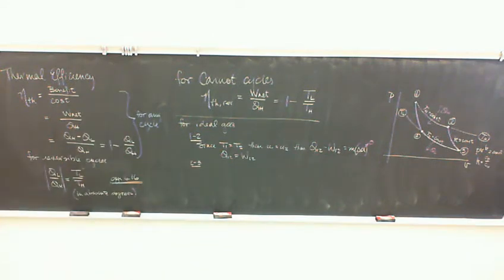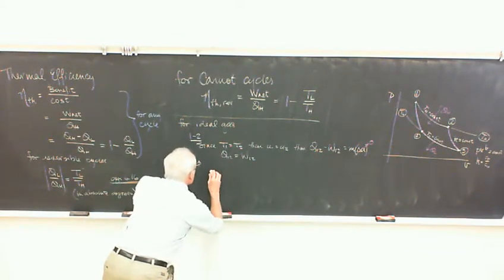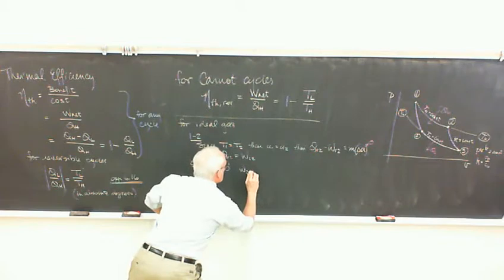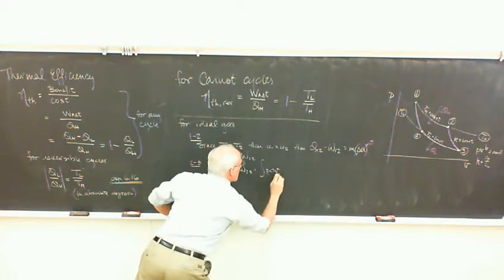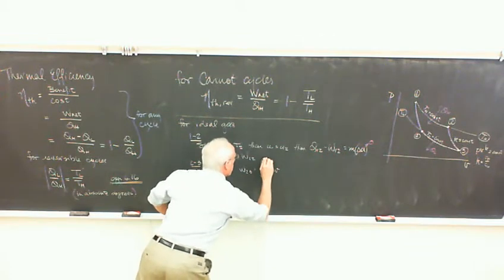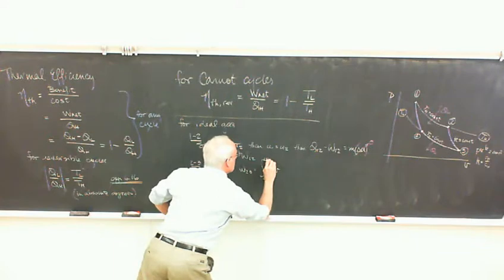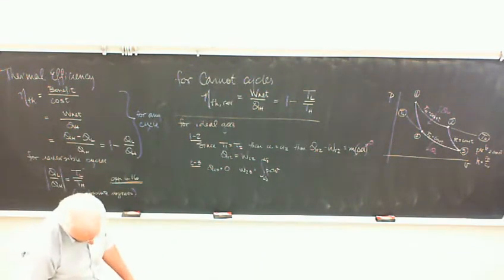For the process 2 to 3, for an ideal gas, adiabatic expansion, in that case, then Q is 0. And so the work comes from the integral under the curve from point 2 to 3. And we already know how to do that integral.